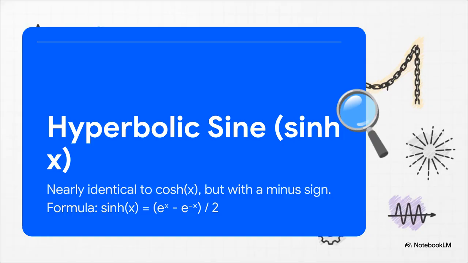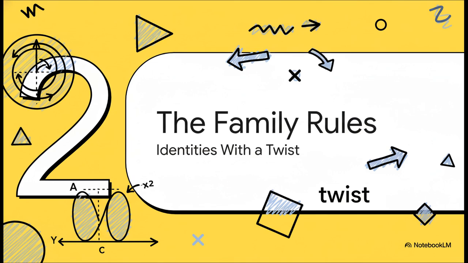Now, sinh of x is almost the exact same idea, but with one tiny, crucial difference. Instead of adding those two exponential curves, you subtract them. And that creates this awesome S-shaped curve that zooms up from negative infinity, slices right through the origin, and just keeps on going. So, here's the deal.